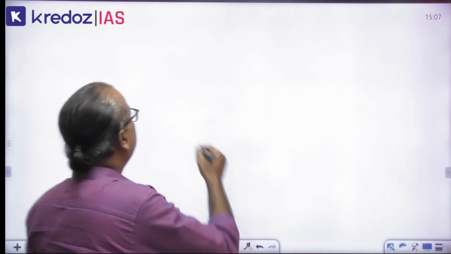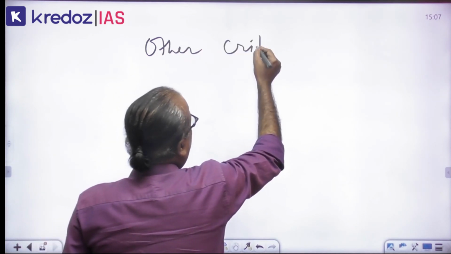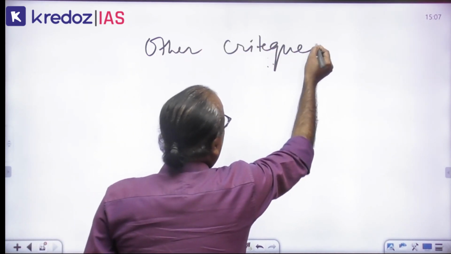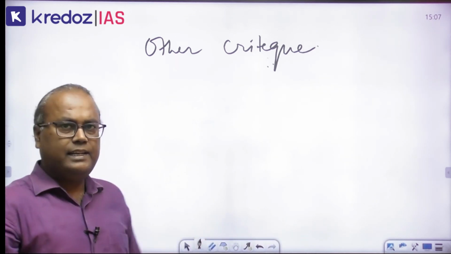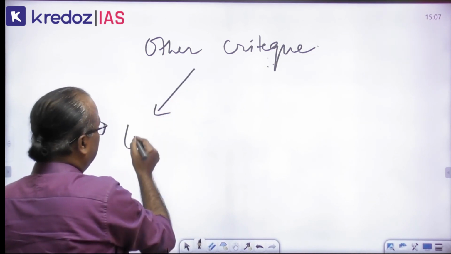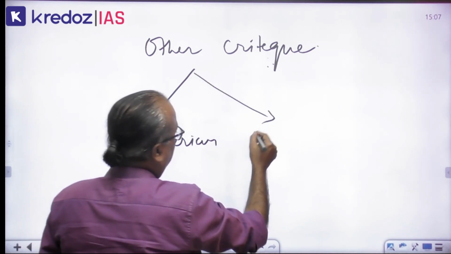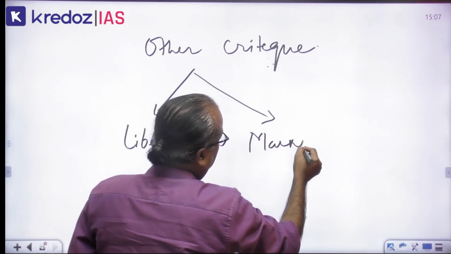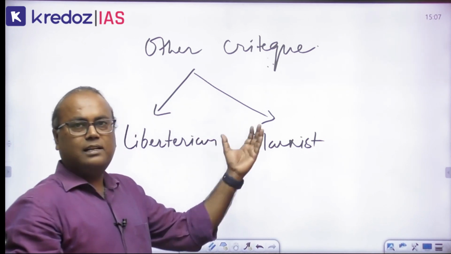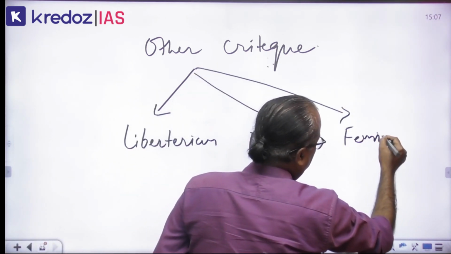Okay, but beside this communitarian critics, we have other critics also. We have other critics also, and that is the libertarian, Marxist, and last but not the least, the feminist.